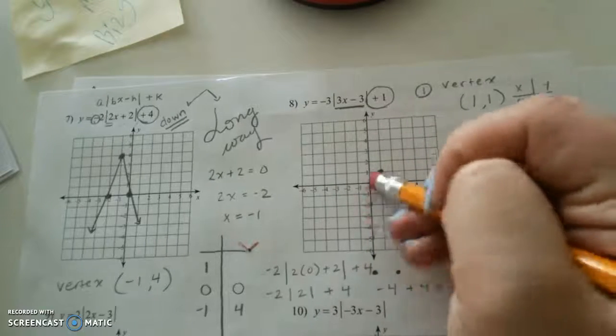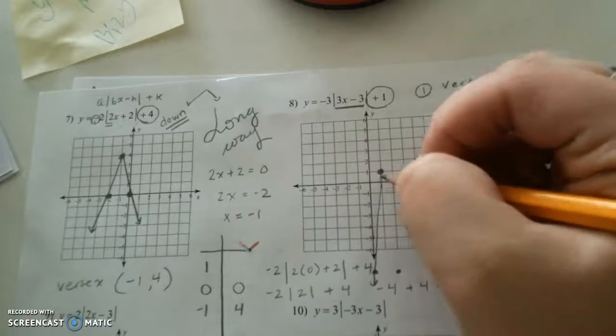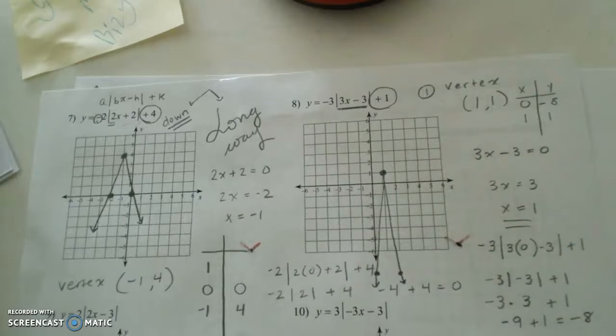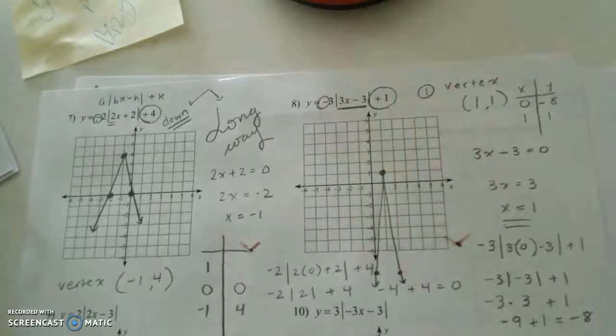And I can't draw a straight line to save my life. Okay. So a super steep graph. It's opening downwards because that is a negative number.